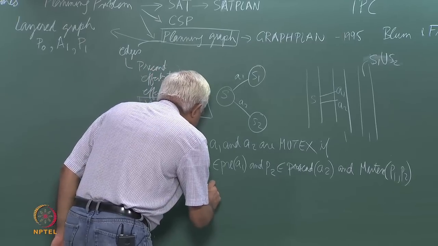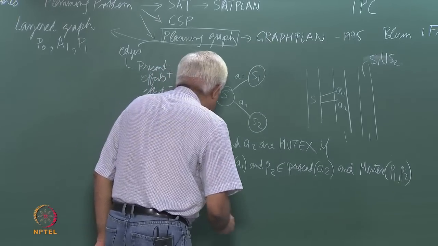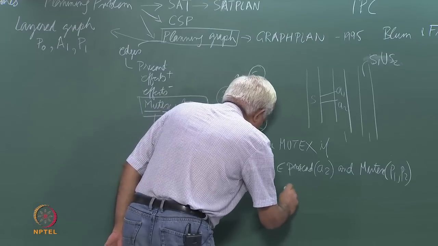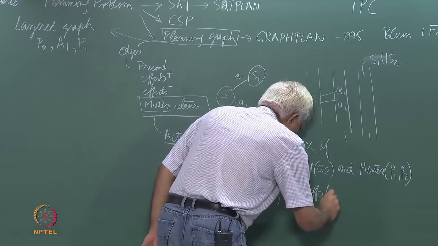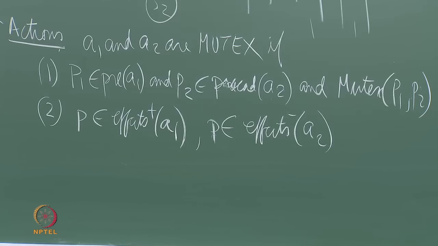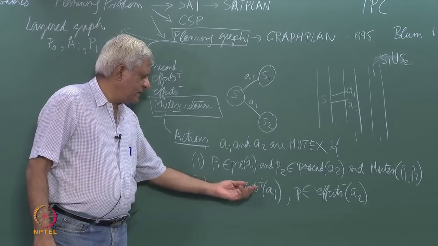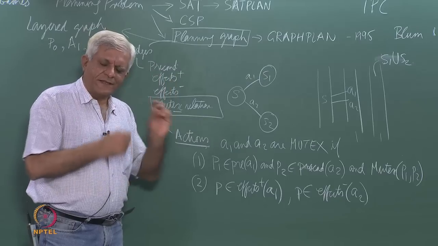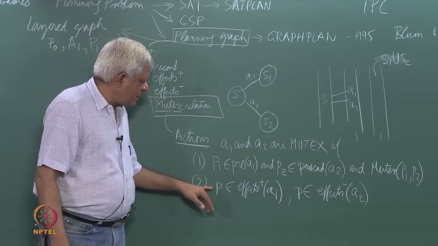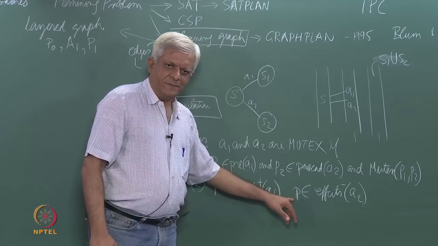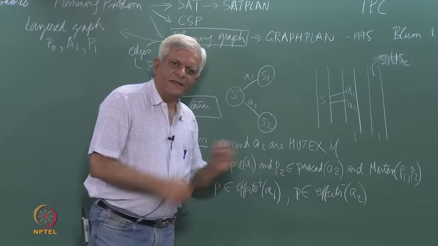Second, if P belongs to effects plus of A1 and P belongs to effects minus of A2. The second condition for two actions to be mutex is that there is some predicate P which is a positive effect of A1. So, that is in the next layer, right. Remember that these effect links go from the action layer to the next layer, and we are trying to decide whether any two actions in the action layer are mutex or not. So, if action A1 produces P and if action A2 deletes P, so that means it is in the negative effects of A2, then A1 and A2 are mutex.